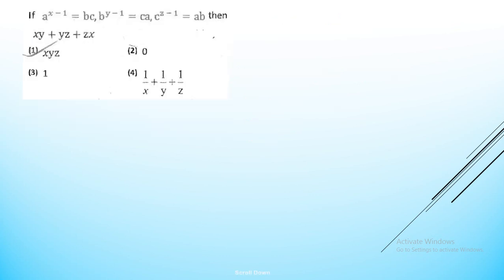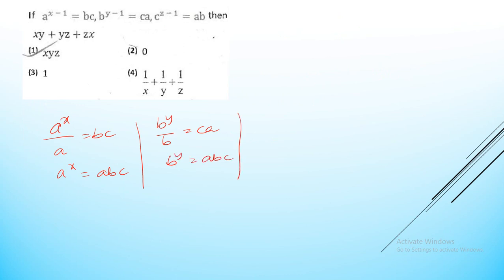Next, moving on to one more question. a power x minus 1, I can write as a power x by a is equal to bc. So from this, a power x is equal to abc. The same way, b power y by b is equal to ca. From this, b power y is equal to abc. The same way, c power z by c power 1 is equal to ab. So from this, c power z is equal to abc.